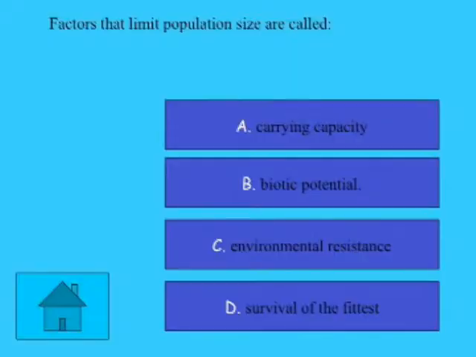300 points, populations. Factors that limit population size are called A, carrying capacity, B, biotic potential, C, environmental resistance, or D, survival of the fittest. Okay, so something that's going to limit population size. Okay, and the answer is C, environmental resistance.